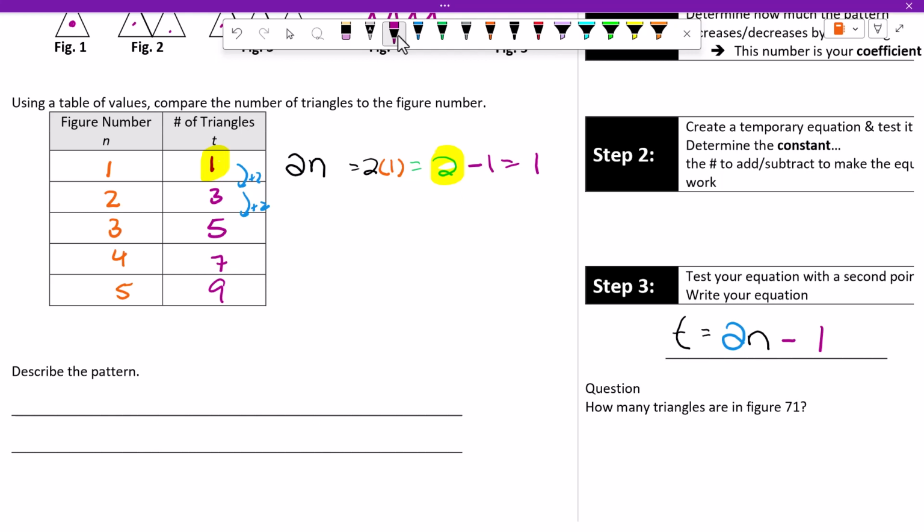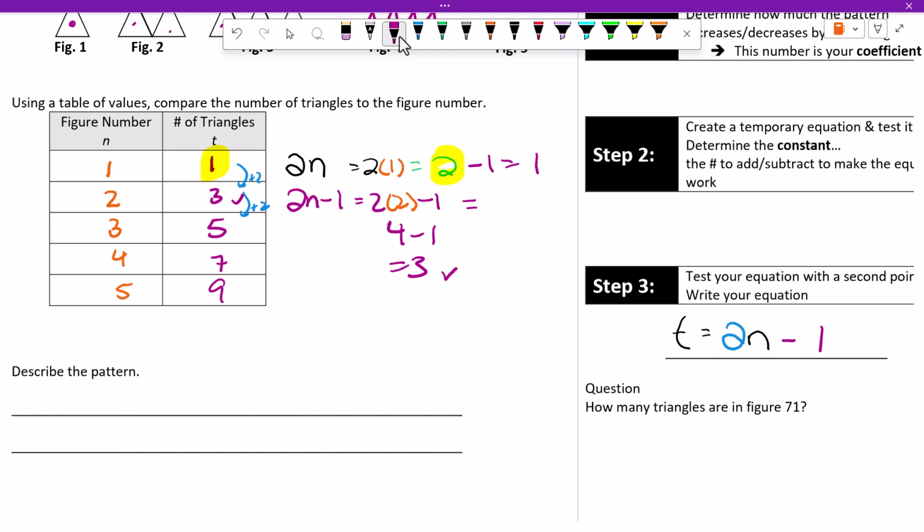We test it out with any other spot on the table. Doesn't matter which one you pick. Julian, which one? 1, 2, 3, 4, 5. Where do you want to test it out? 2. All right, so we're going to test it right here. 2n minus 1. So 2 times 2 this time, minus 1. So we get 4 minus 1 equals 3. It works. Right? So you came up with a relationship.